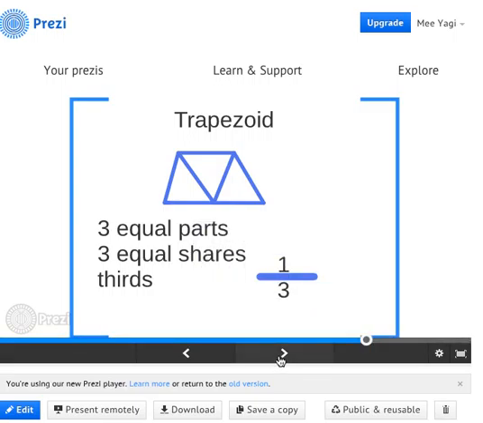We can also split other shapes into thirds. We can take, for example, a hexagon, and it can be partitioned or split into three rhombi.